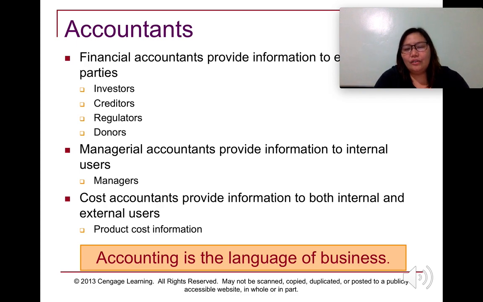So, financial accounting, di ba, you know this from before, that the output of the financial accounting process is the general purpose financial statements. So, the general purpose financial statements are used by external parties, specifically the investors, creditors, regulators, and donors, to know the financial position, and the financial performance of the enterprise.